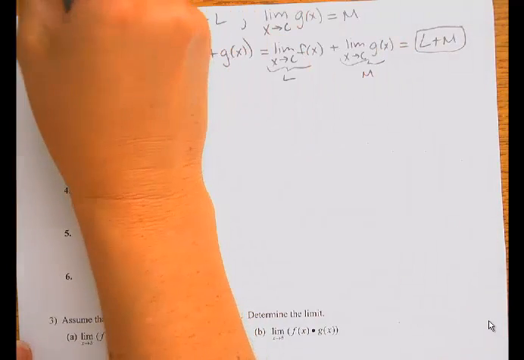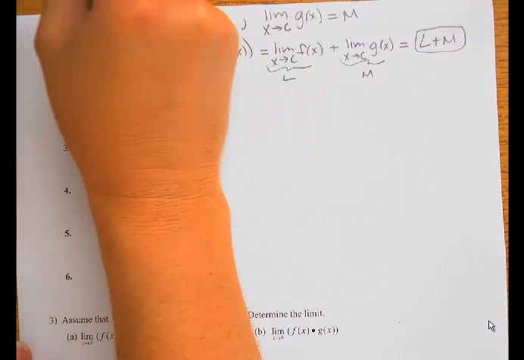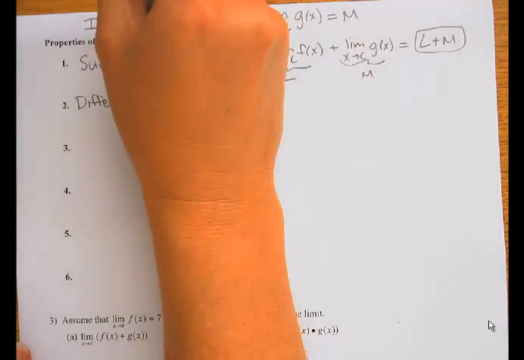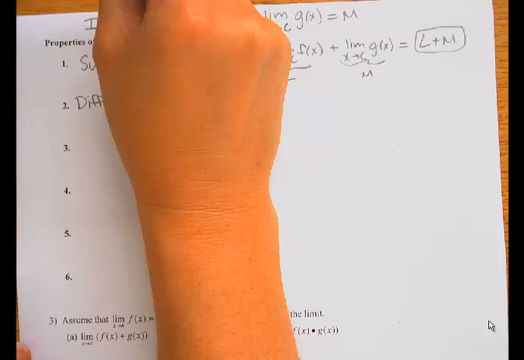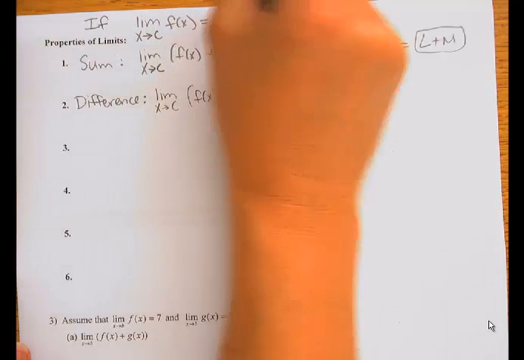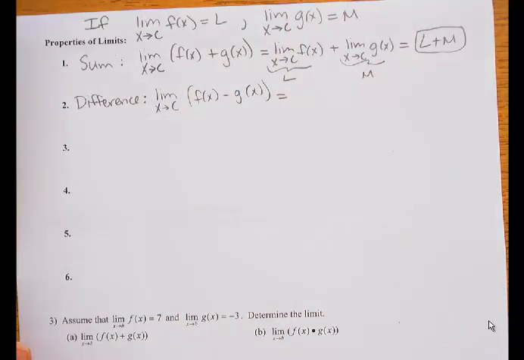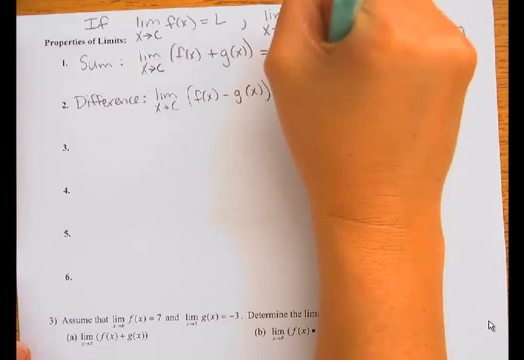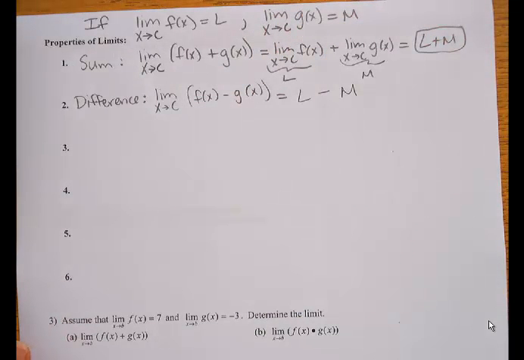And the same is true for pretty much all the other operations. So for the difference property, you could say that the limit as x approaches c of f of x minus g of x is equal to the difference of their limits, which would basically be L minus m. So I could find their limits separately and then find that difference.